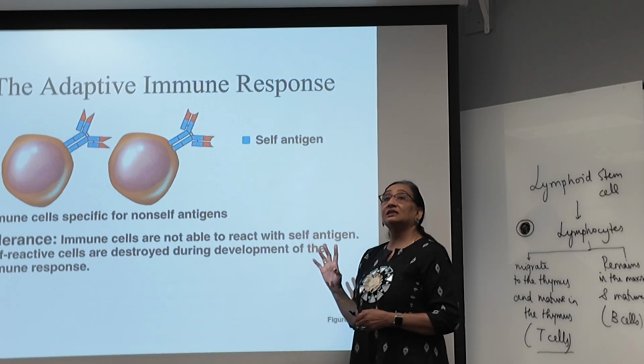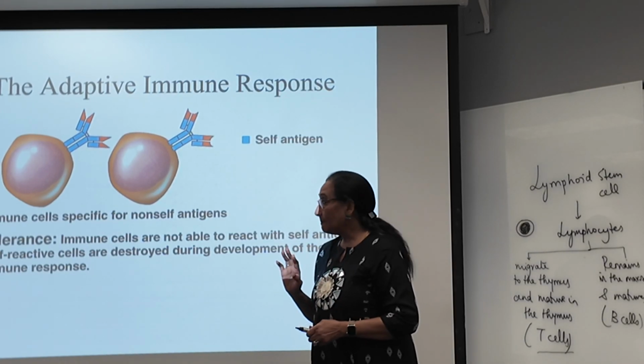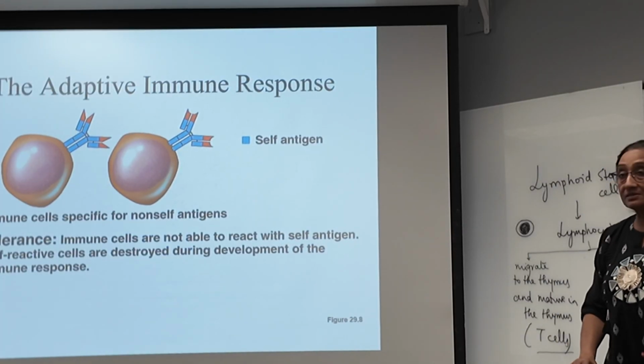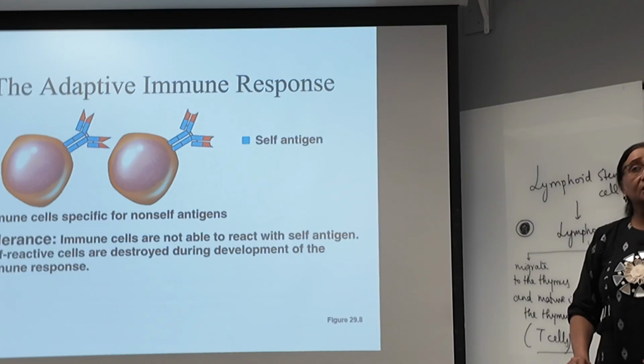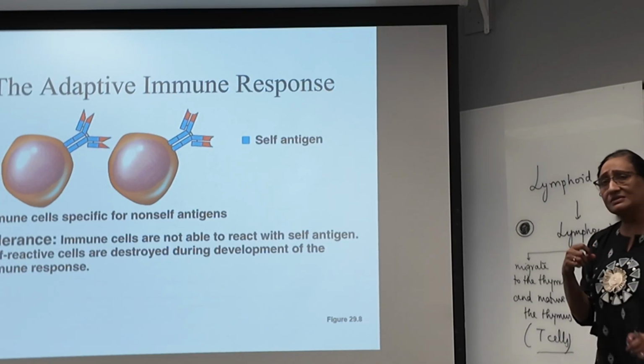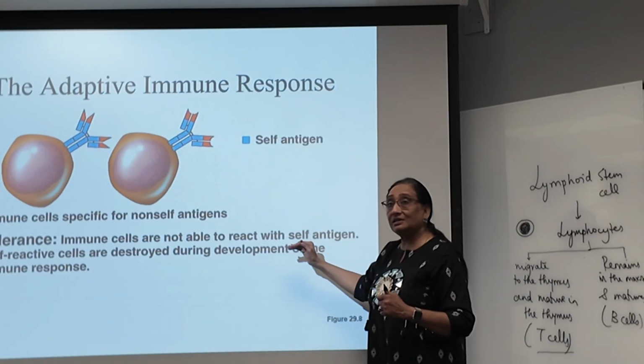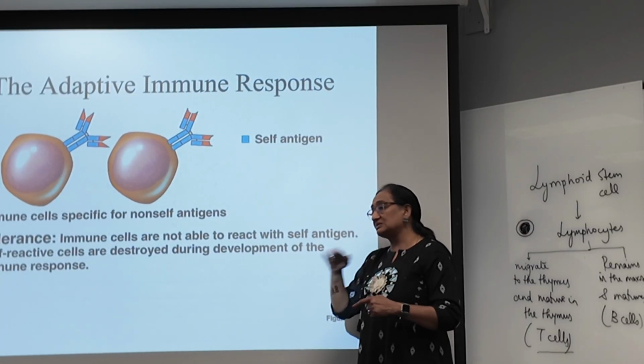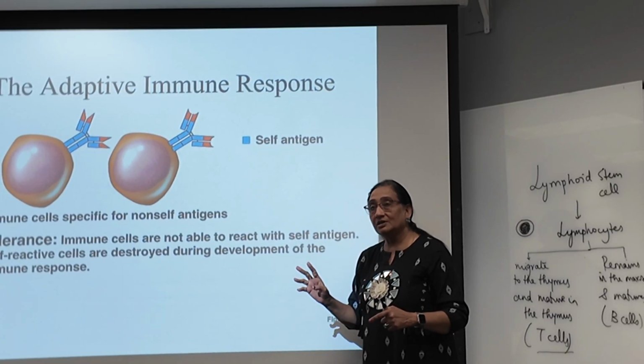So it is a fascinating thing how this happens. Immunity, as I told you, immunology is a separate branch by itself. So how does this happen? There are so many chemicals and things which direct the cells that are going to recognize self-antigens to get destroyed.